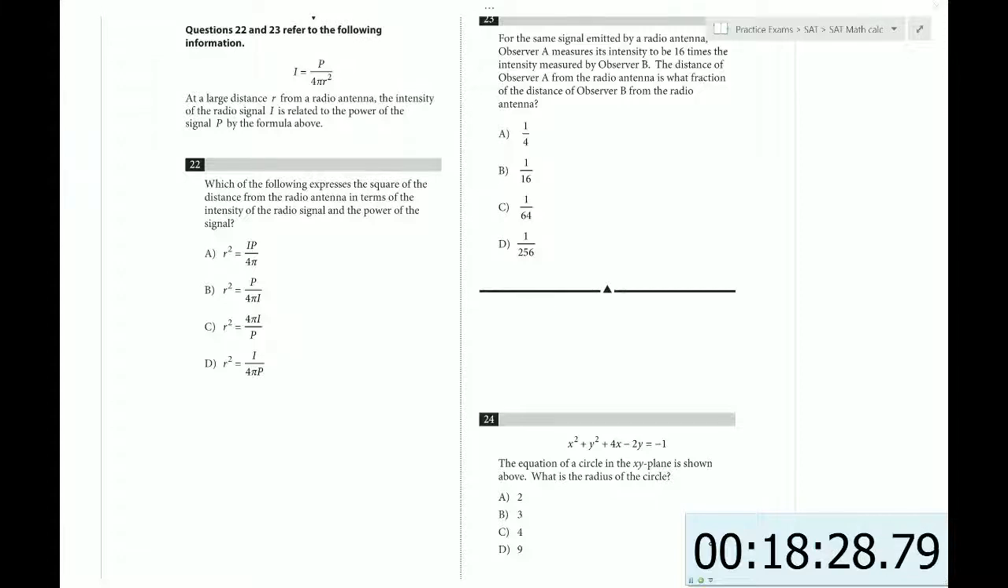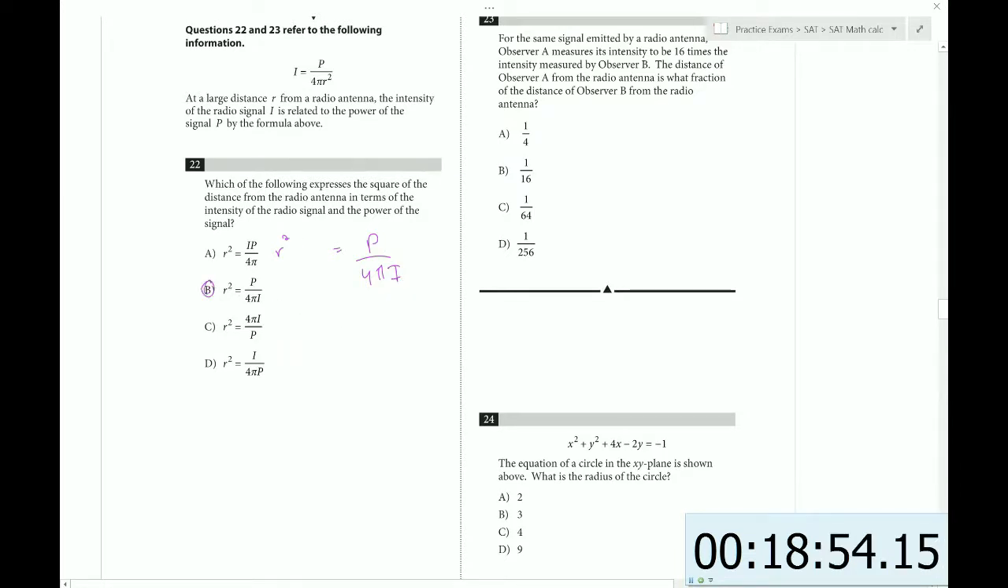All right, so which of the following expresses the square of the distance? Okay, so we want to solve for r squared. So we have I equals P over 4 pi r squared. So we take this r squared and we move it diagonally across the equal sign, and it lands here. Then we take the I and we move it diagonally down to the bottom of the other side. And so our answer is just P over 4 pi I.